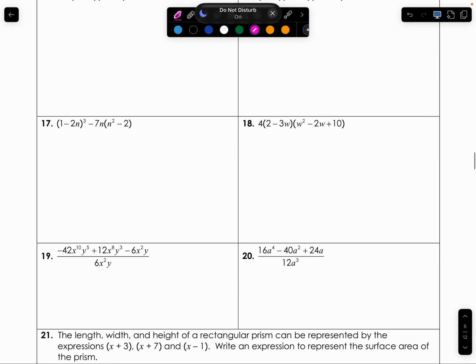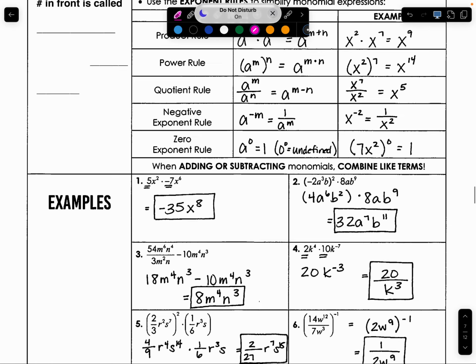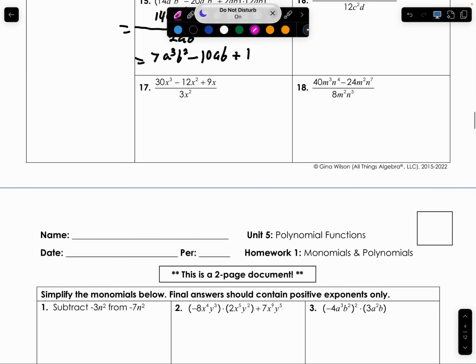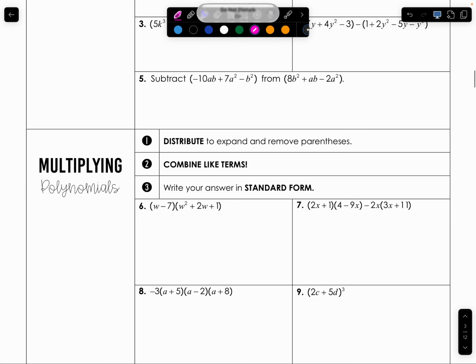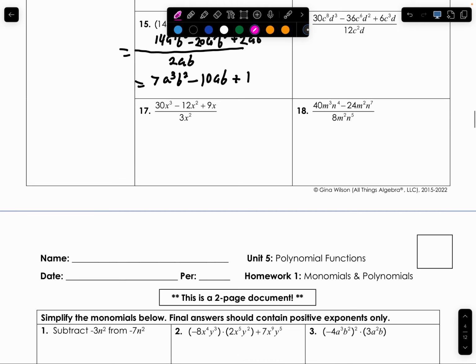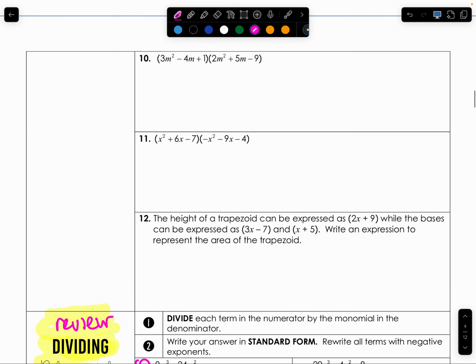All right, let's have a look at this. So this is the work, and we're going to say, where is it? Right here.